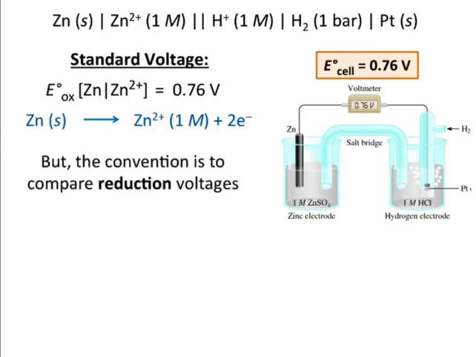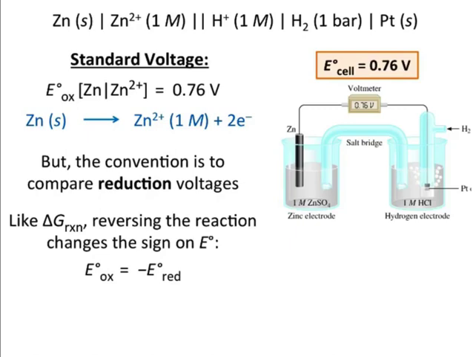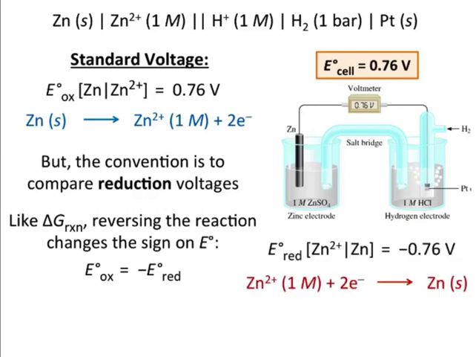However, the convention is to compare reduction voltages or reduction potentials. And we have an oxidation one here. We need to convert it. So like Gibbs free energy for a reaction, when you reverse the reaction, it just changes the sign on the value. And so our half cell potential is just going to be the opposite sign because we can convert this oxidation into a reduction. So we'll list this as the reduction of zinc 2 plus going to zinc, and then switch the two things in here. So our reduction voltage for this is negative 0.76 volts.